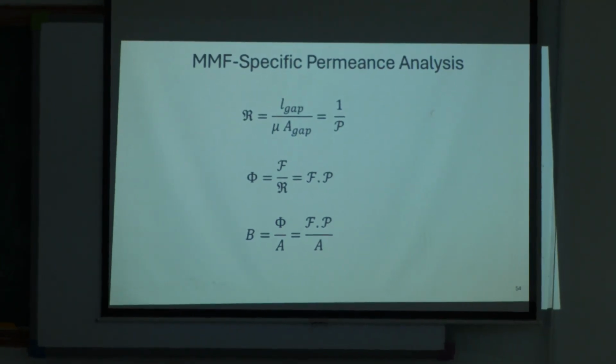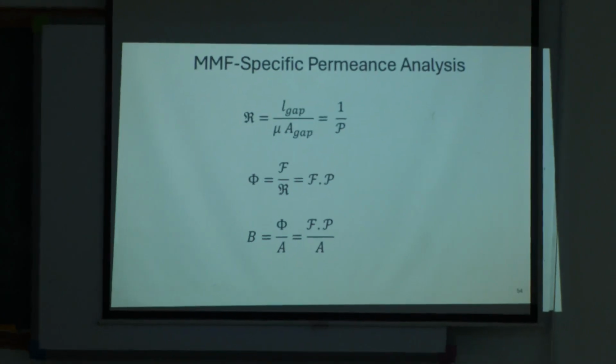And what is flux density? Flux per unit area. So if I divide the product of MMF and permeance by unit area, I get flux density. I am going to call this the specific permeance, and this is the MMF. So the flux density in the air gap can be easily synthesized if I know the MMF and the permeance associated with the system.